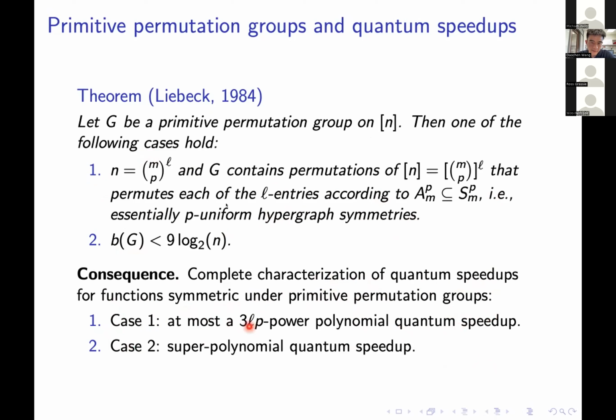Maybe a quick caveat: we showed it for l equal to 1, but showing it for larger l is straightforward, because the group involved here is essentially just a direct product of the groups we have previously considered, and direct products are easy to handle. In the second case, we said that a small base size implies a superpolynomial quantum speedup, and that covers the second case. And we have our complete characterization theorem for primitive permutation groups.